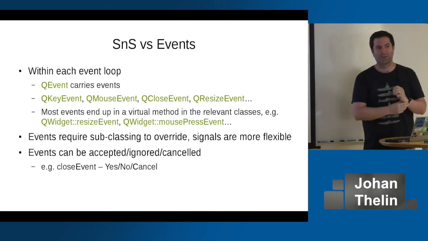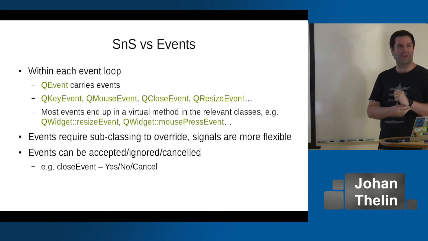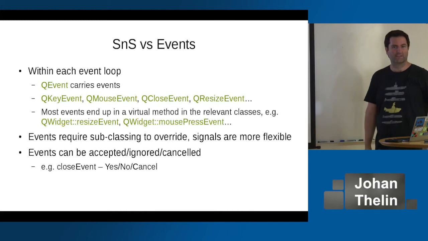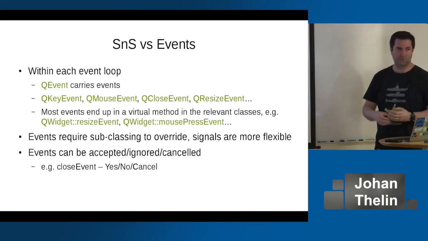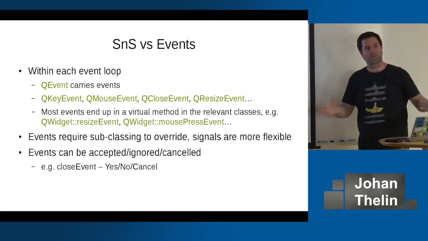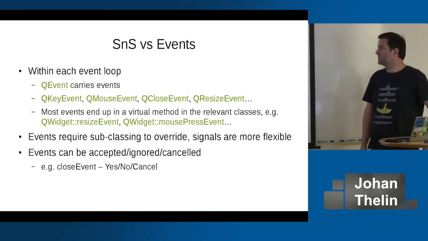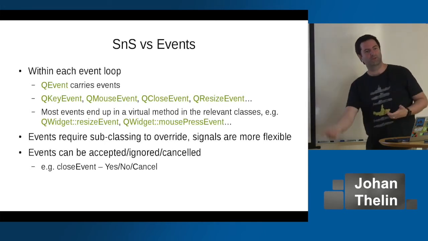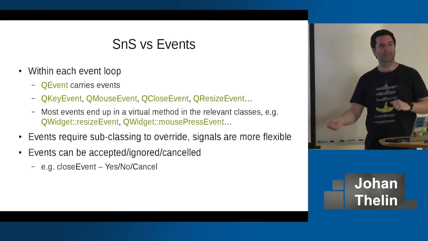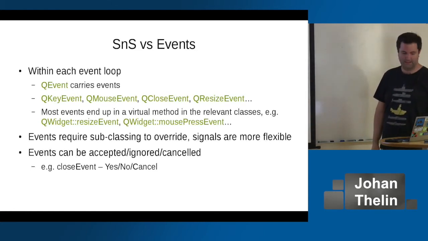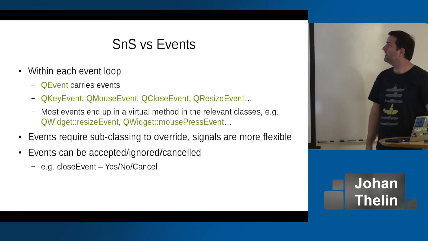One example that you commonly run into is the close event, where you have this yes, no, save, cancel dialogue. That's an event that you want to cancel sometimes. And then you can't use a signal and a slot for it. So slightly differently. But in most cases, this is taken care of. You don't care about mouse down, mouse up, mouse move for a button. You want to know it's clicked. And then you're done. And then you have a signal.